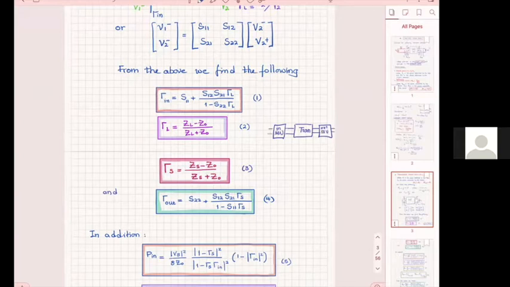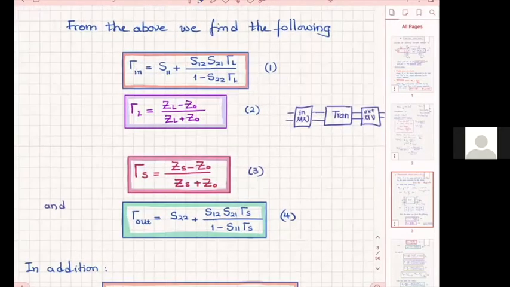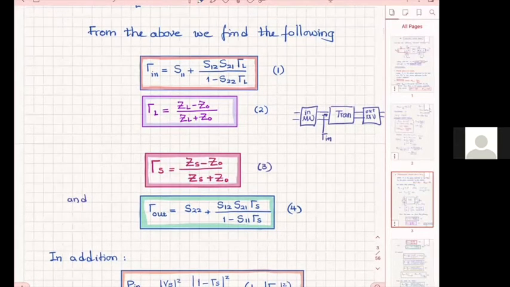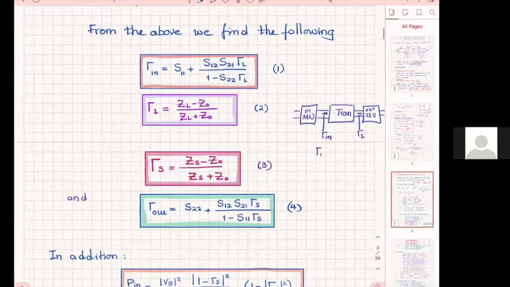Now, okay, what is gamma in? Gamma in is this one. All right, and what does it depend on? It depends on gamma L, which is in fact this one. All right, so practically, and then what do we do with gamma in? We make gamma in equal to gamma S for maximum gain.